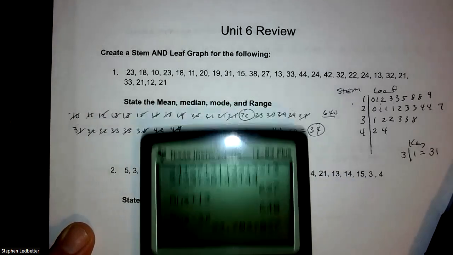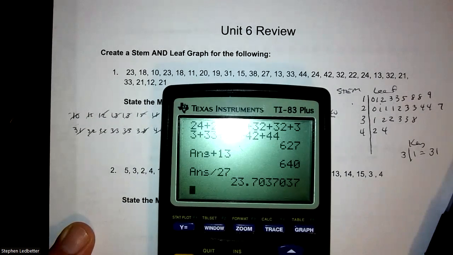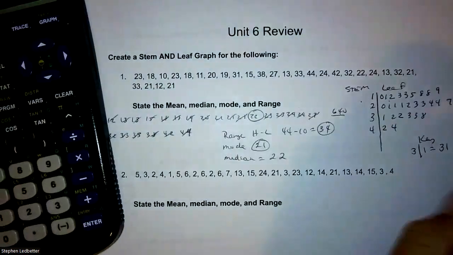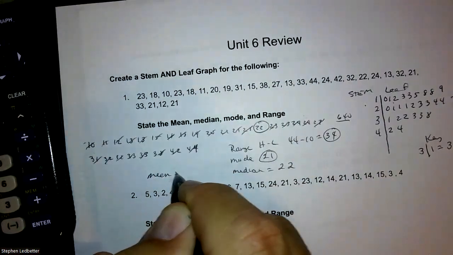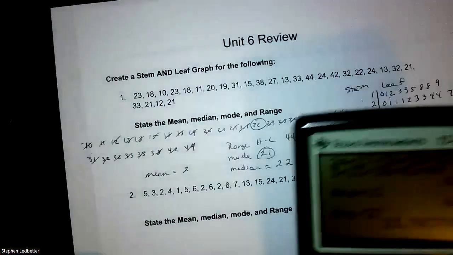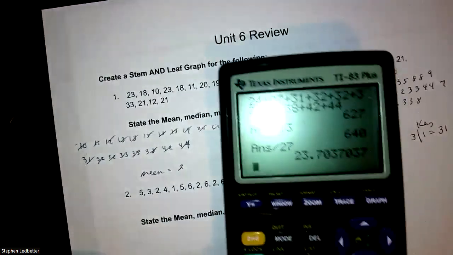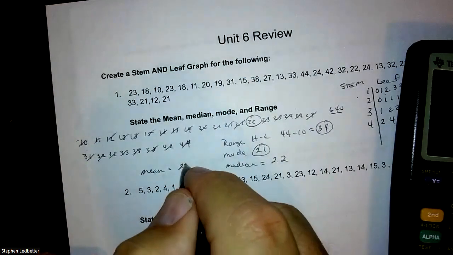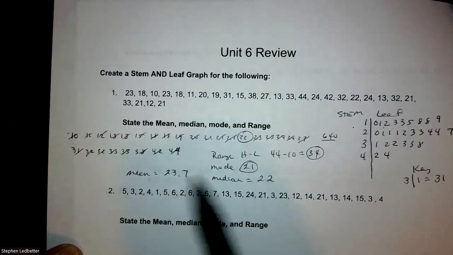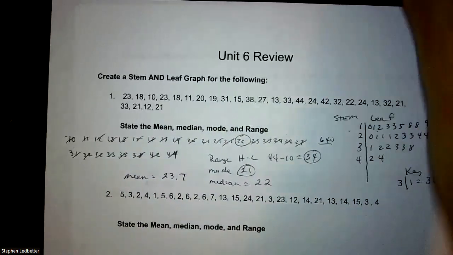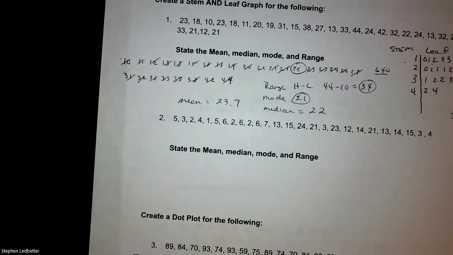There's my answer, 23.7, 0, 0, and so on. This is a bunch of numbers. We only want 23.7. So we're going to write the mean here, and we're going to say it's 23.7. And that's how you do it. That's how you do the stem and leaf. And that's how you find the mean, median, mode for all this. All right, I am not doing this because it's the same process.